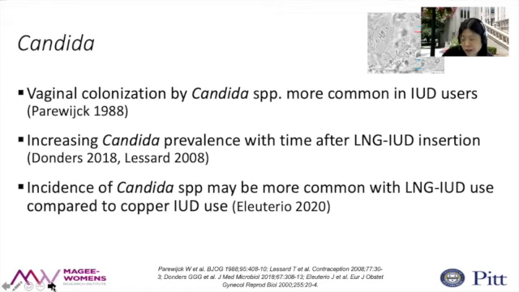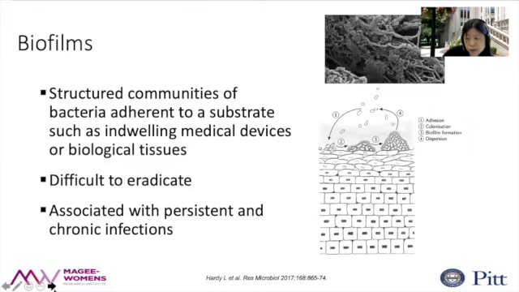And you might be wondering why this might be occurring. Next slide. One possibility is due to biofilms. Biofilms are structured communities of bacteria that are adherent to substrate, such as indwelling medical devices like an IUD or biological tissues, like the vagina. They can be difficult to eradicate due to decreased susceptibility to antibiotics or antifungals, and they can potentially cause persistent and chronic or recurrent infections.